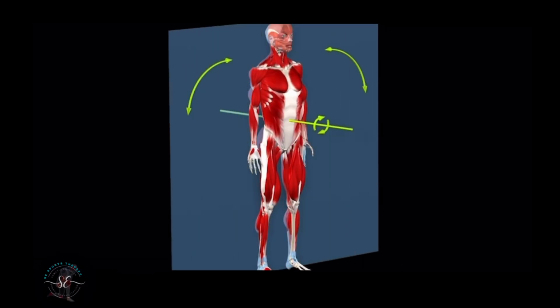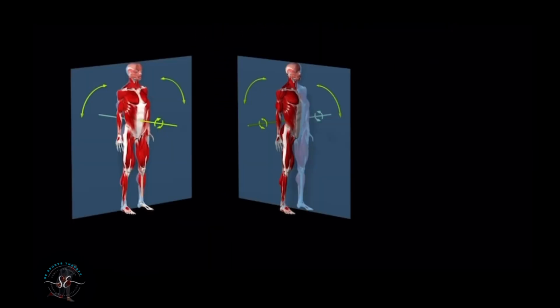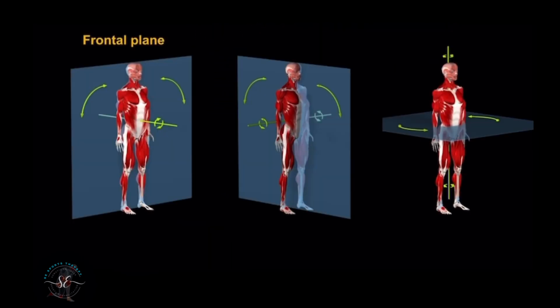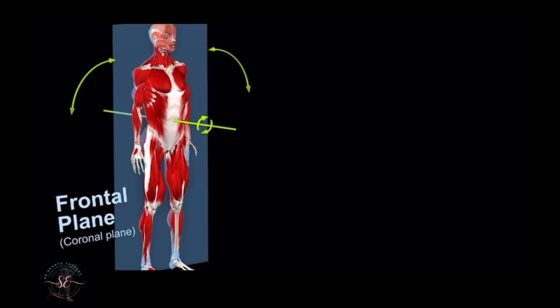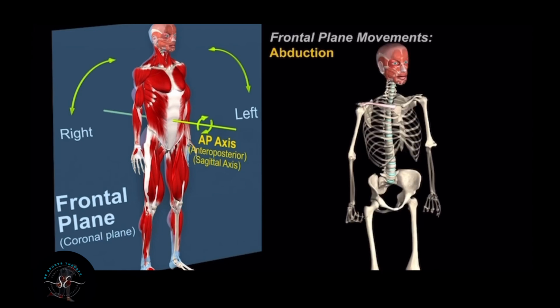Planes of movement. Human movements are described in terms of the plane in which they pass through. There are three planes of motion: the frontal plane, the sagittal plane, the transverse or horizontal plane. The frontal plane passes through the body from left to right, dividing the body into anterior and posterior parts.